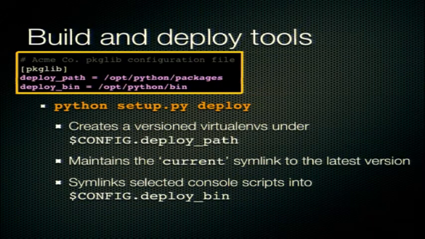Okay, so what else have we got? The setup.py deploy, which given a path in your packagelib.ini file, creates versioned virtual environments. So you build the thing, you go setup.py deploy, and then it'll create a directory with whatever the version number is, a virtual environment in that, and install the package into that and all of its dependencies. It also maintains a current link, so whichever one was the latest one you installed, it will move that link along. It'll also symlink any console scripts into a bin directory if you so desire.